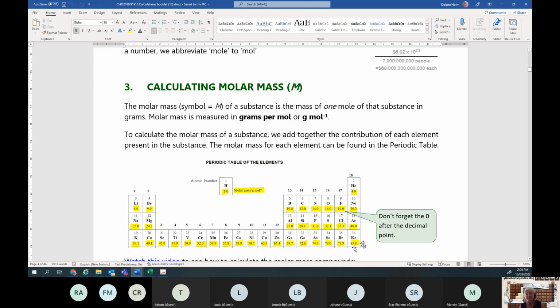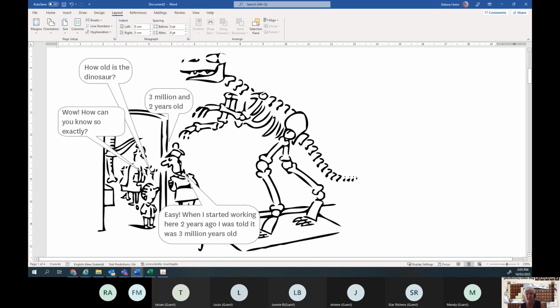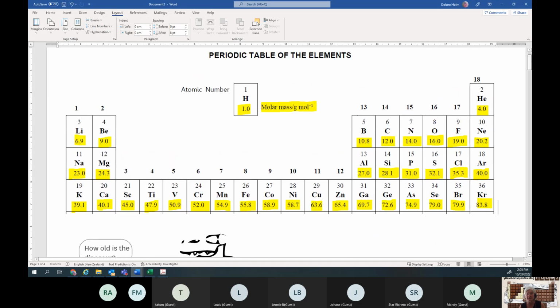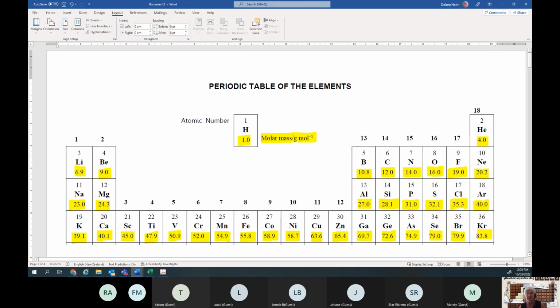Now, for molar mass, you need the mass of the atom, and you are always given the periodic table, and please use that periodic table because that will give you the molar mass down here. So this might be a little bit small, so I've made it bigger over here. Hopefully you can see that. And you'll notice all the molar masses are given to 1 decimal place, and that's important.